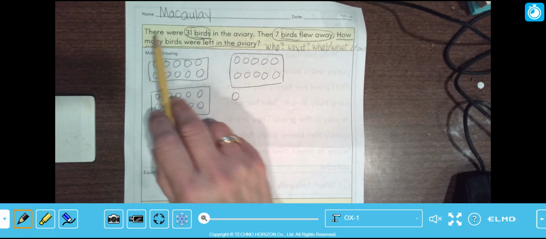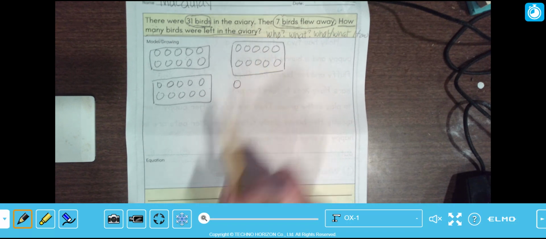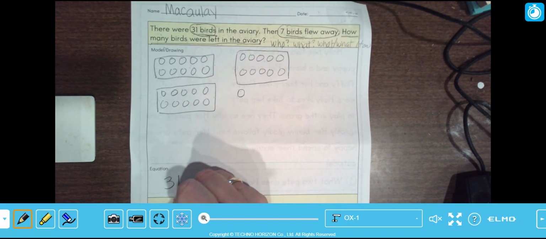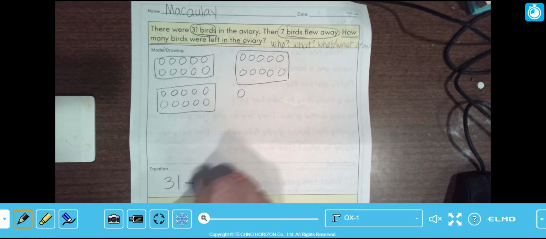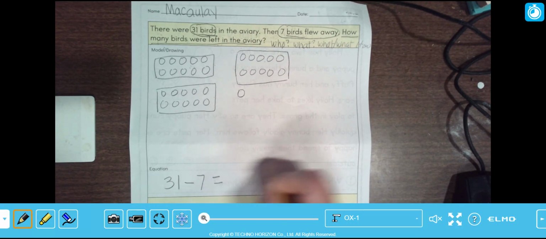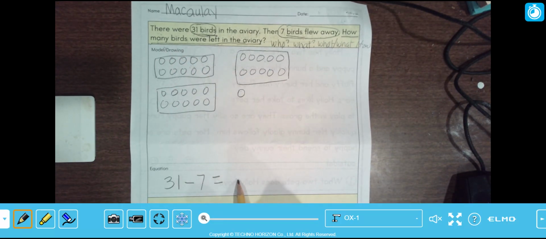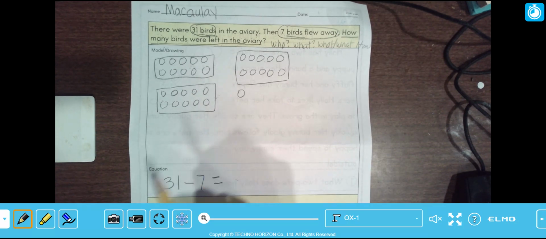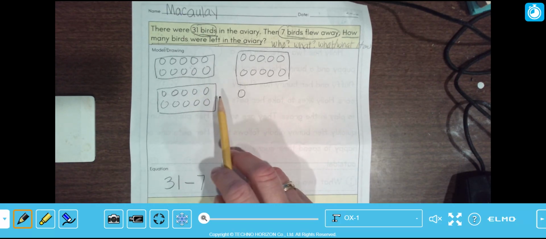Okay, so the equation is there were 31 birds in the aviary. So that's what we started with. We start with 31. And then 7 flew away. So that's our operation. And then is equal to how many birds were left. So that's what we need to find out. So what am I going to do to this drawing to show that 7 birds flew away? Think about that, okay? You're going to have to do that in this drawing.